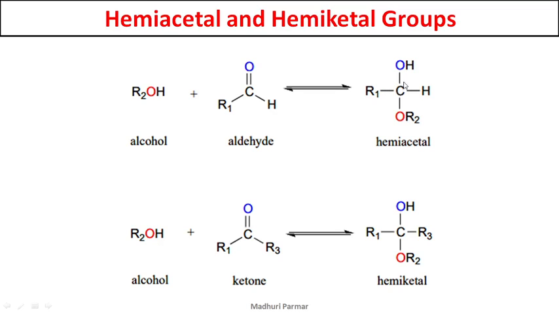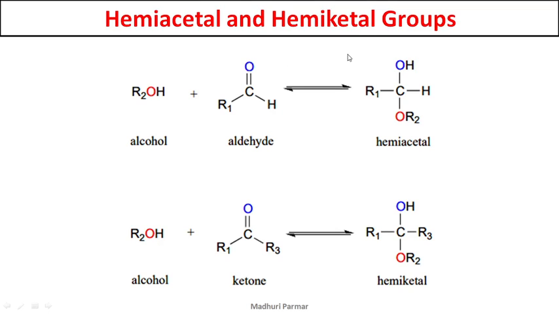Okay, C, OH, then C has one H, and through one oxygen it has another R group. Okay, R chain. So this is called hemiacetal. Alcohol plus aldehyde gives you hemiacetal. Same way, alcohol plus ketone gives you hemiketal. Ketone group is this C double bond O. It has R1 and R3. It has two side chains. And when the alcohol reacts with this carbonyl carbon, it gives you hemiketal. Clear till here? So just remember hemiacetal, hemiketal groups.